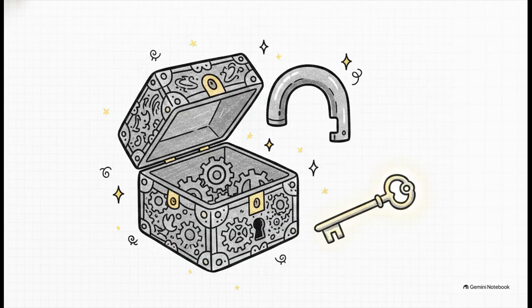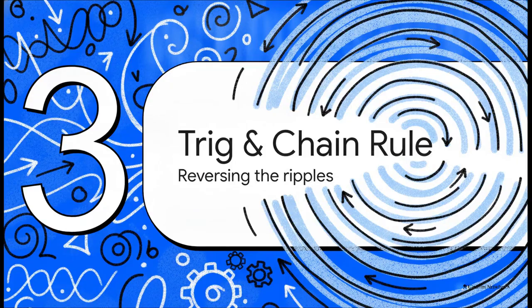So the final answer for problem 3 cleans up beautifully to 2t to the 3/2 plus t plus c. By just doing a quick rewrite of the root, we unlocked it using the exact same power rule mechanics. All right, let's step up the difficulty. Section 3, trig and the chain rule, reversing the ripples.